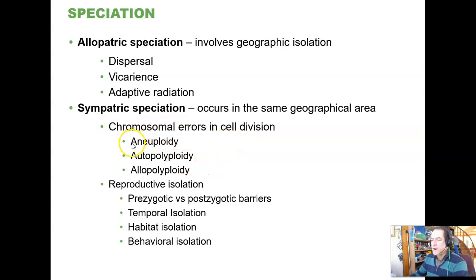All right, so aneuploidy, autopolyploidy, and allopolyploidy all refer to changes, as it says right here, in the chromosomal complement inside a cell. And typically they are the results of errors in some sort of process of cell division or DNA duplication. Aneuploidy is a change in the chromosome number.